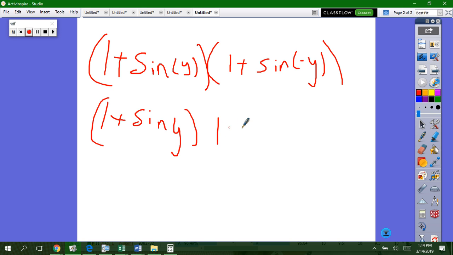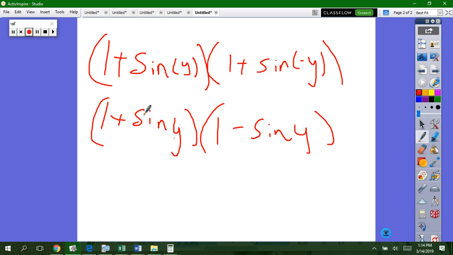Now, what if this was X and this was Y? Would that matter? That matters. Okay, so really quick, guys, the identity here says that sine of negative Y is negative sine Y. It is the even-odd rule. Because that's an identity.